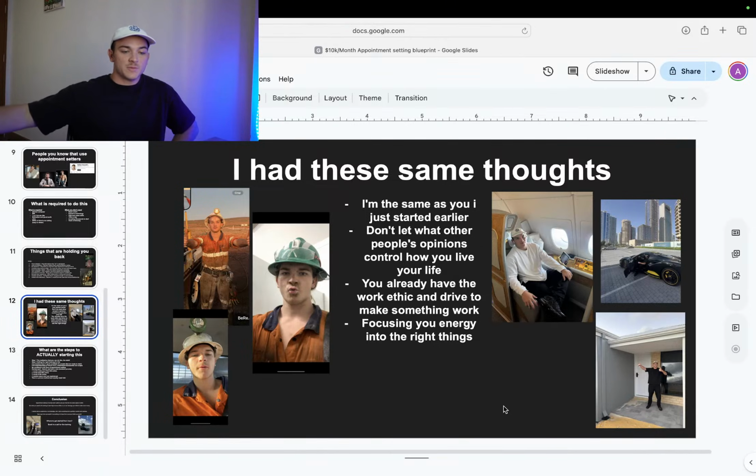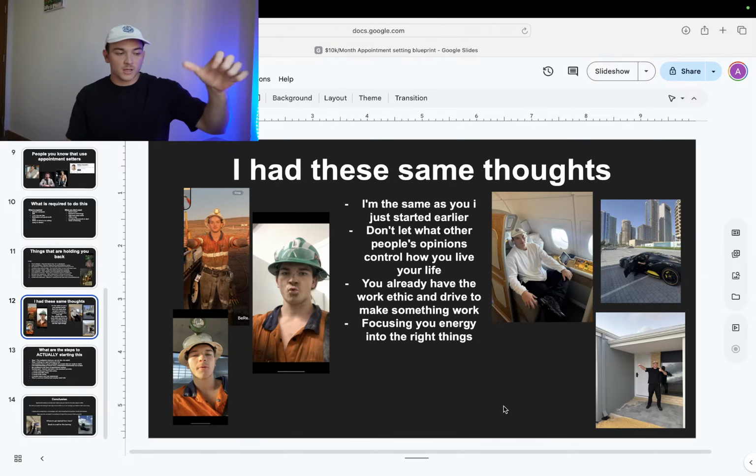Don't let other people's opinions control how you live your life. So don't let what people think about you and how you're supposed to act, because that's the image and that's the person that people have a view in their mind. Don't let that hold you back from living your actual life. Simple as that.